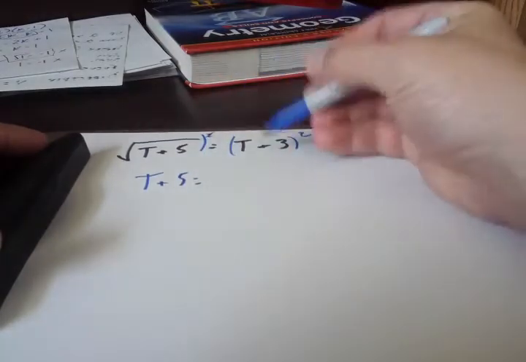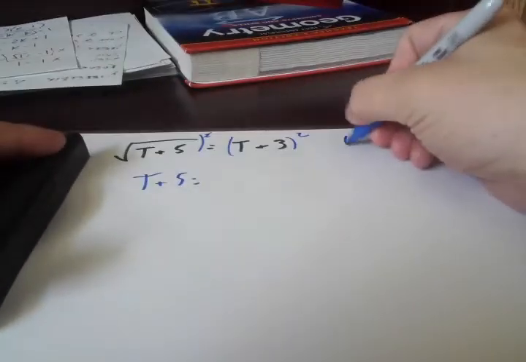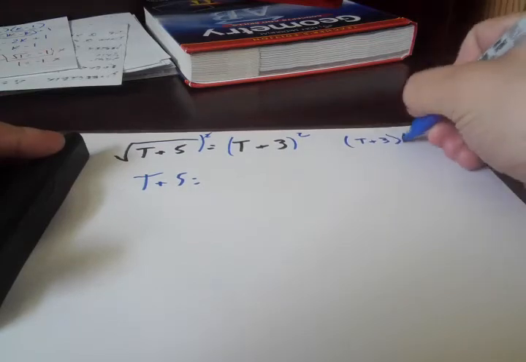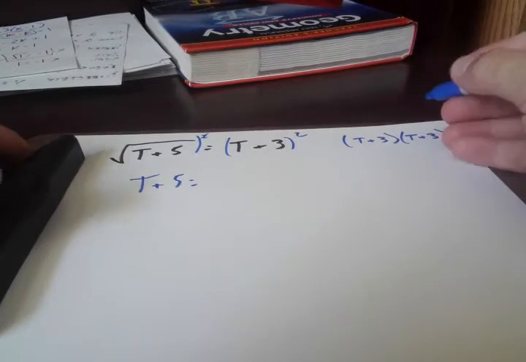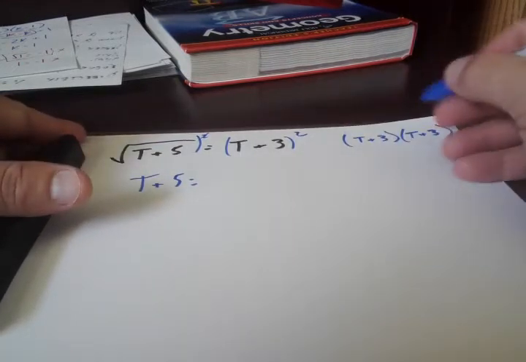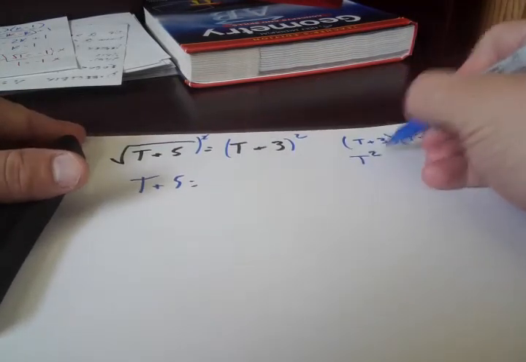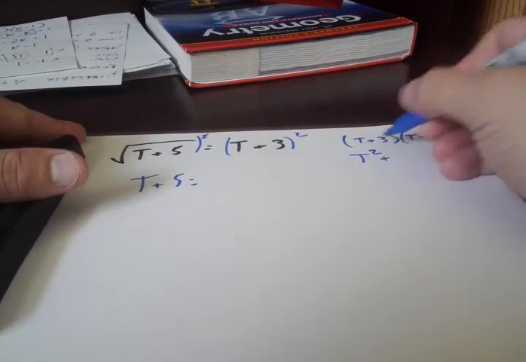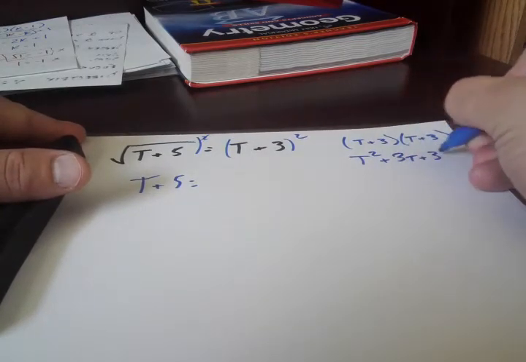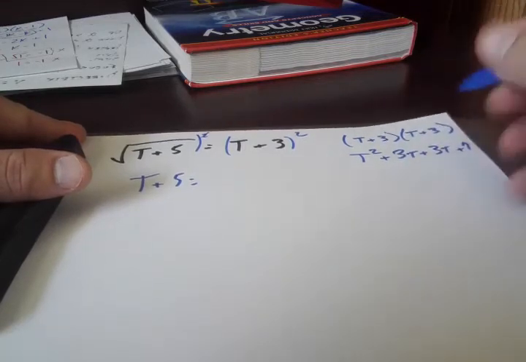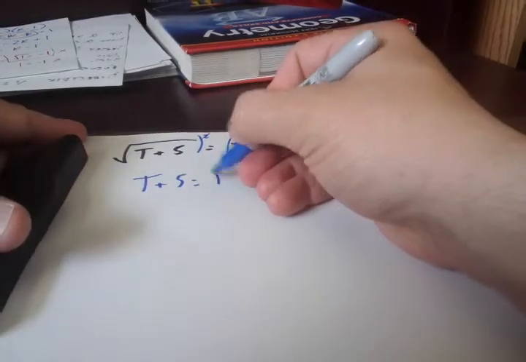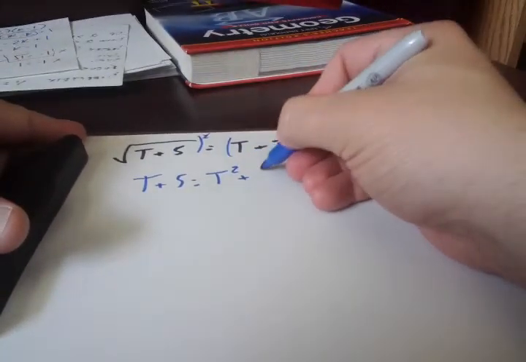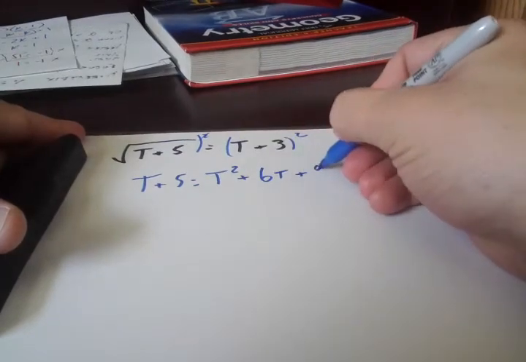So this cancels. We're left with t plus 5. When we square this binomial, we have to FOIL. Remember, foiling is how you square binomials. It's this times itself. First, outside, inside, last. I'm going to FOIL this very quickly, okay? So I've got t squared plus 3t plus another 3t. And then the last thing would be plus 9. And I know that 3t plus 3t is 6t. So I want to come back over here. I'm going to write t squared plus 6t plus 9.